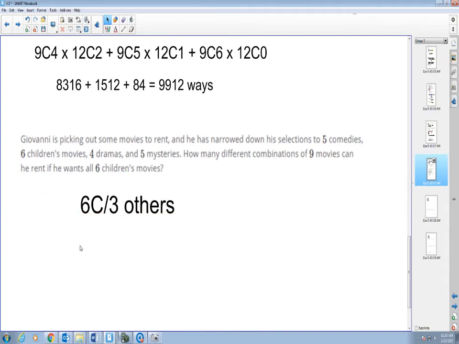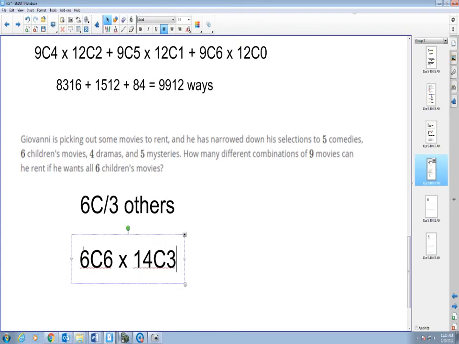So we got 6 total children's movies. I'm going to choose all 6 of them, followed by there are 14 other movies total. I'm only going to choose the other 3, so that makes 9. 6 plus 3 makes 9. And that's all there is to it. Since he wants all children's movies, everybody else is going to be 14 choosing 3. If you put this in the calculator, that will give you 364 ways to choose.